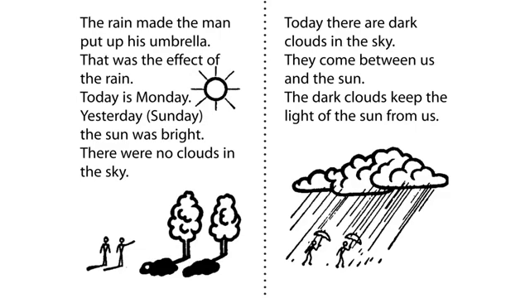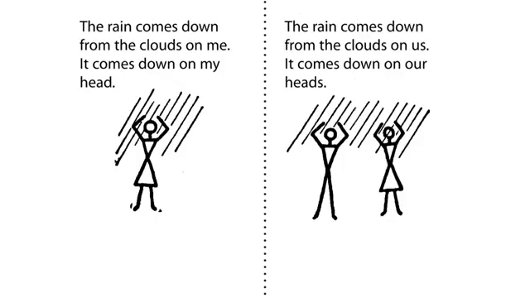Today is Monday. Yesterday the sun was bright. There were no clouds in the sky. Today there are dark clouds in the sky. They come between us and the sun. The dark clouds keep the light of the sun from us. The rain comes down from the clouds on me. It comes down on my head. The rain comes down from the clouds on us. It comes down on our heads.